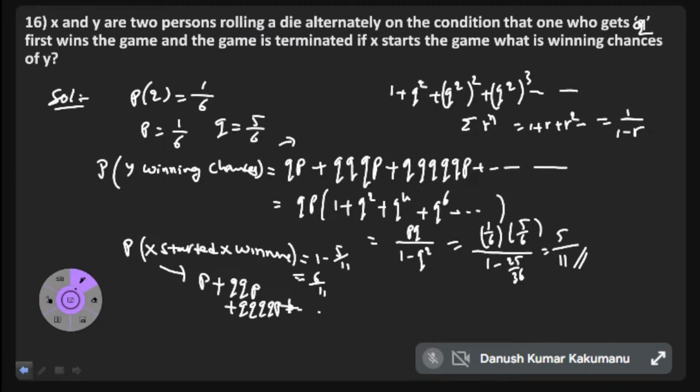This is for what? X started, X winning. This is for X. X started, Y winning is the other. Is it clear to all of you? There is no complexity. So this type of questions we should be able to answer in the exam. Even for very intelligent students, this type of questions are a little challenging. No confusion. All of you understood? Yes. Please note down.